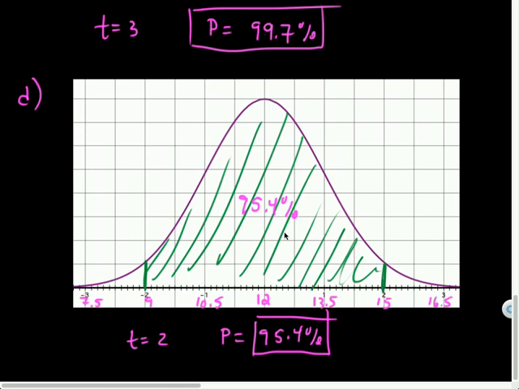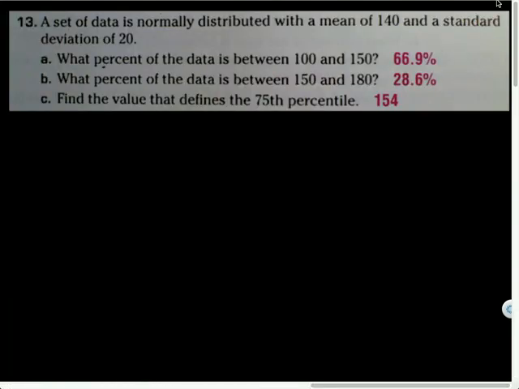So that's how you work with that graph as well as the chart. The key is making sure you first draw your picture well, and label your axes and know how many a standard deviation is above and below. So let's take a look at a trickier problem. Here's problem 13. It says that a set of data is normally distributed with a mean of 140 and a standard deviation of 20. What percent of the data is between 100 and 150?